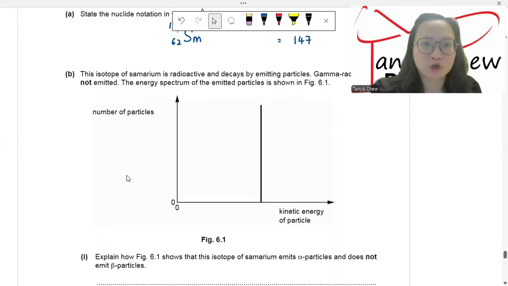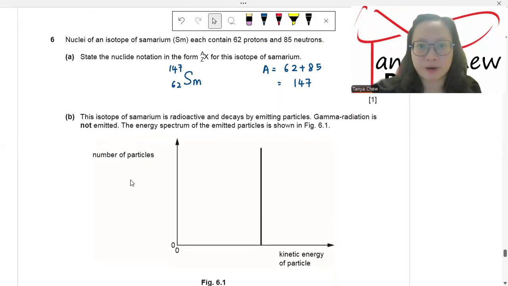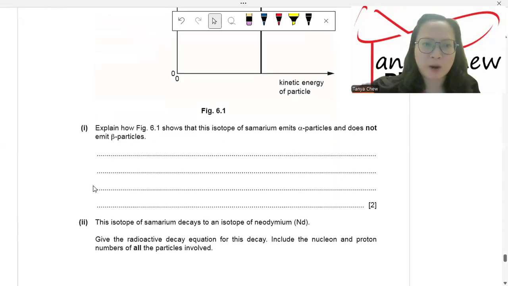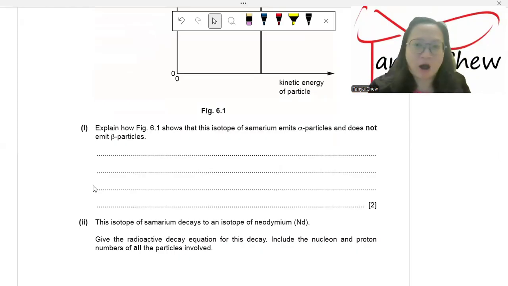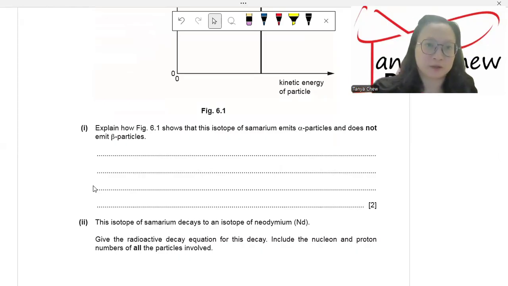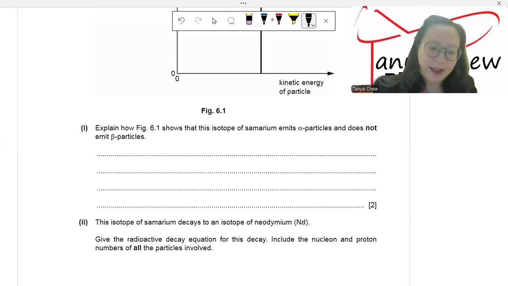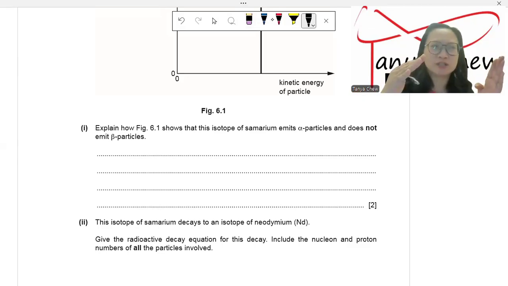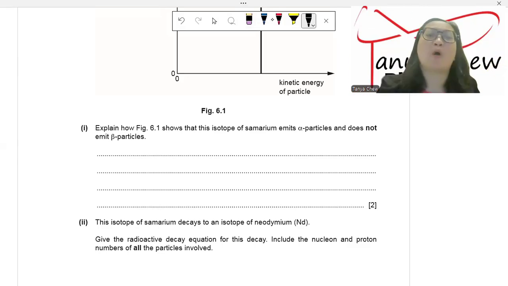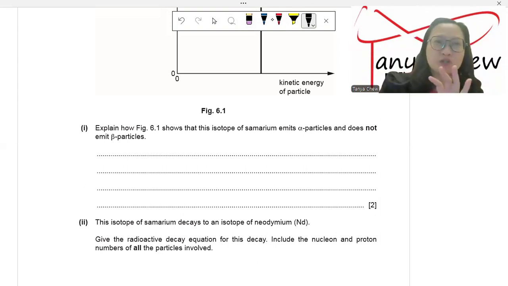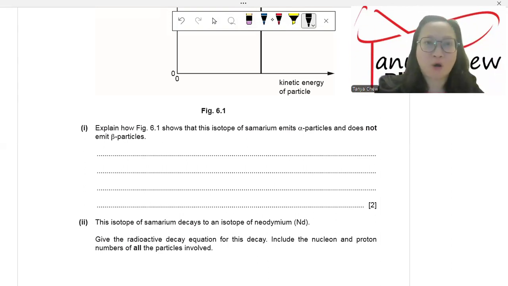B, this isotope of samarium is radioactive and decays by emitting particles. Gamma radiation is not emitted. Good news. The energy spectrum of the emitted particles is shown in Fig 6.1. Now, the first part: explain how Fig 6.1 shows that this isotope of samarium emits alpha particles and does not emit beta particles. Do you know about beta particles? Beta particles are fast-moving electrons, and also positrons. So electrons and positrons have a range of speeds.